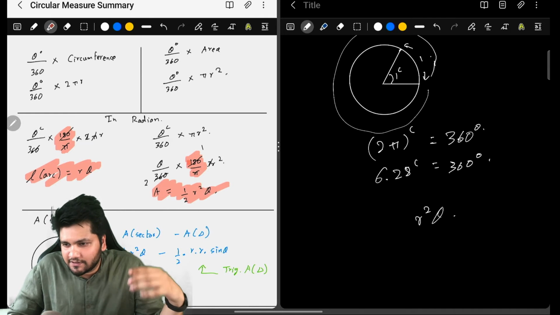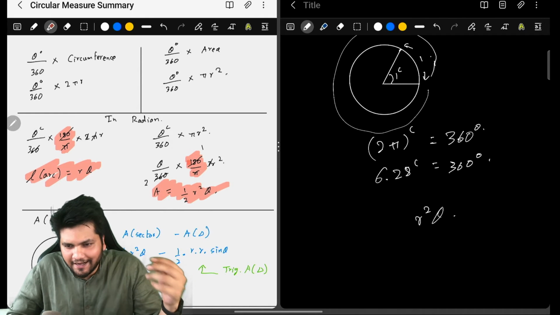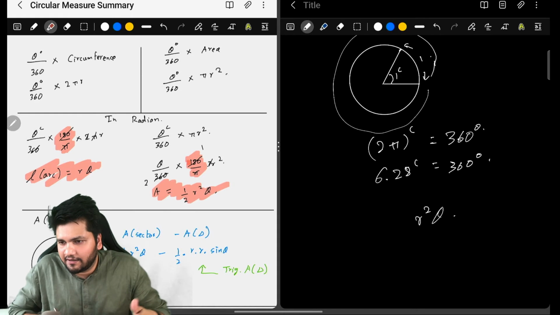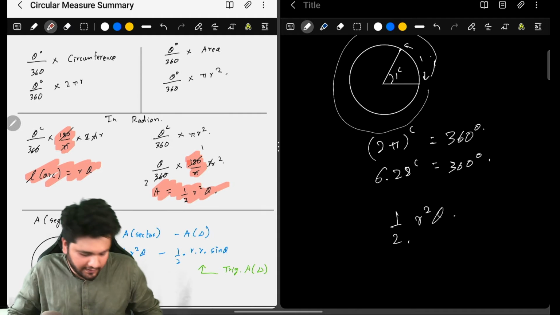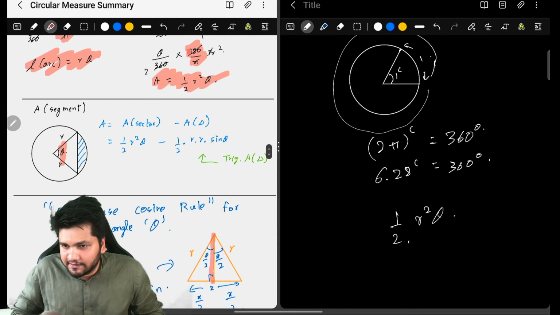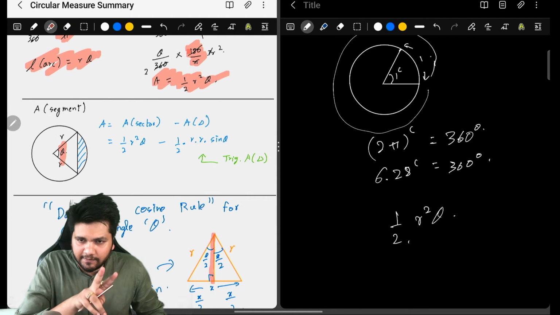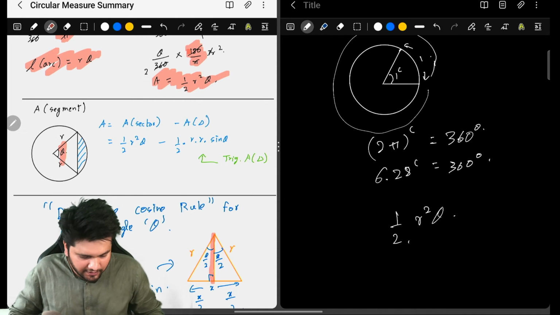But in most of the area of the triangle, or sine area of triangle and all those things, we apply half. It's a stupid logic, but that's why here also we'll apply it, and it works perfectly. So that's going to be half r square theta. So these are the two formulae which we have in circular measure.